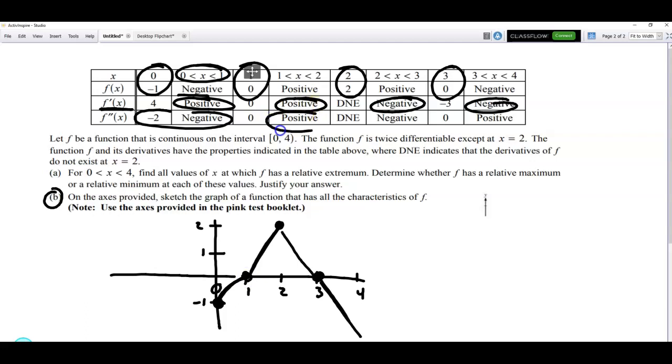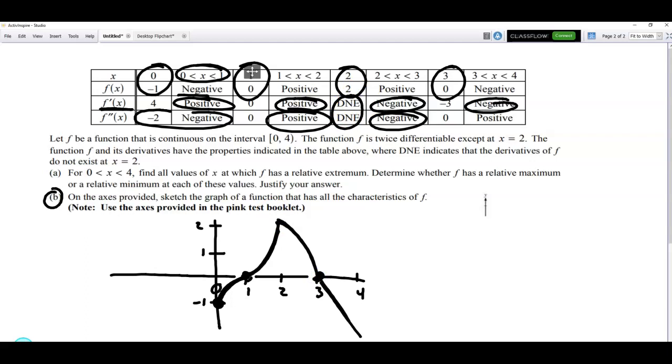Next, between 1 and 2, we have a concave up. So I still want a positive slope, but now I need to bend the line so that it is concave up. So now we have that shape going on. Next, we have concave down from 2 to 3. So this little interval here needs to be concave down. Now notice the sharp turn here, and that makes sense because the first and second derivative don't exist at 2. So we have a cusp.